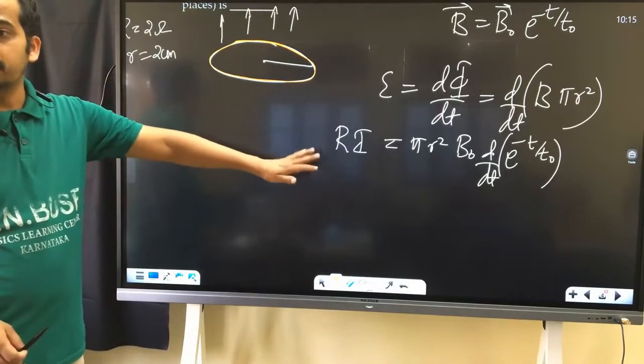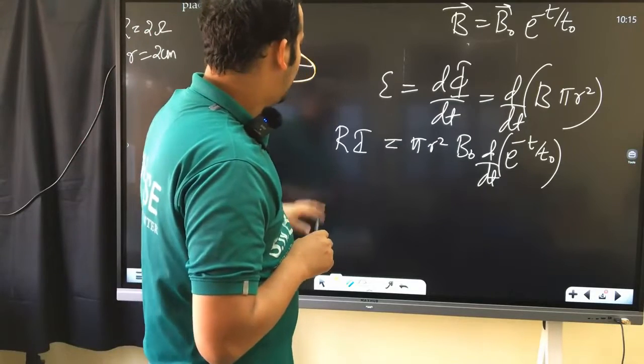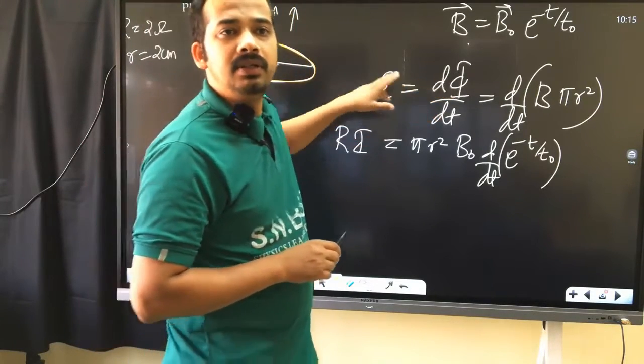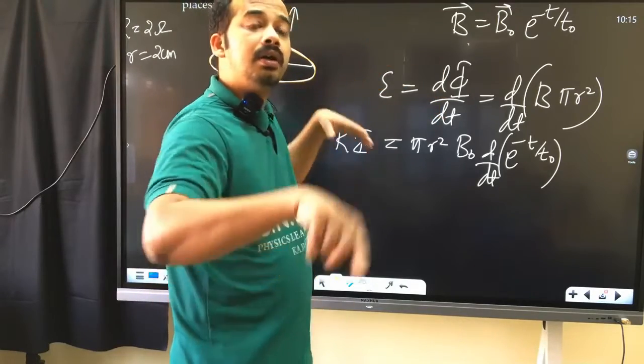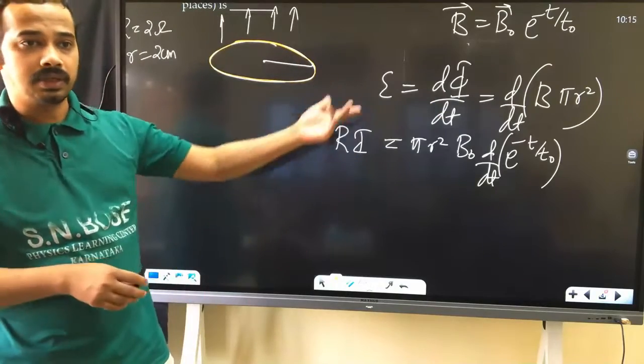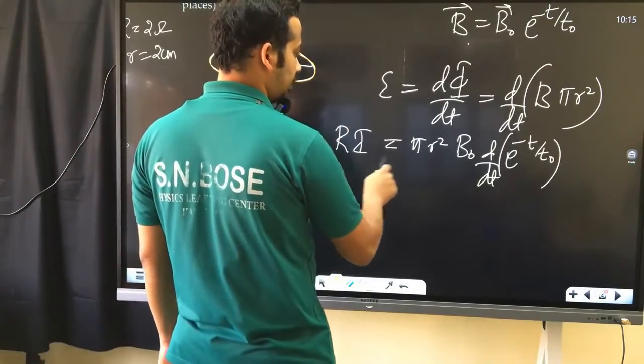There is a similar problem in Griffiths. The negative sign has not much role here. We didn't take that negative sign. We use Lenz's law to find the current direction, isn't it? So I need only the magnitude here.